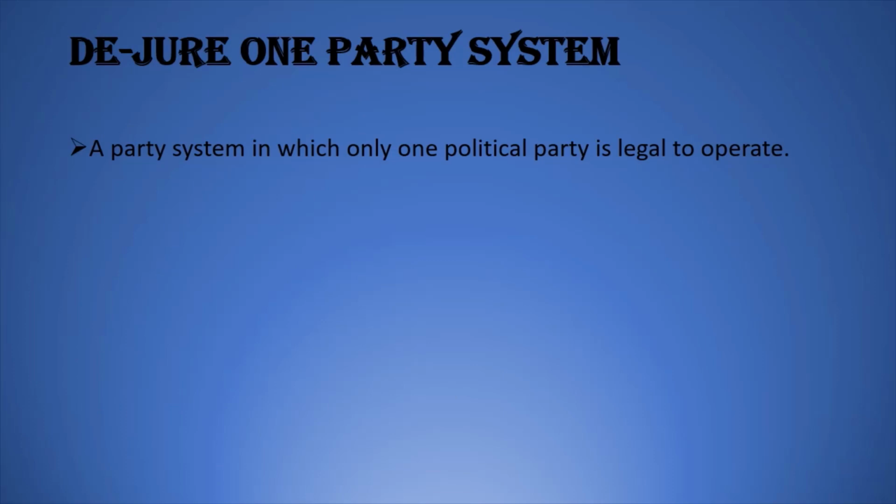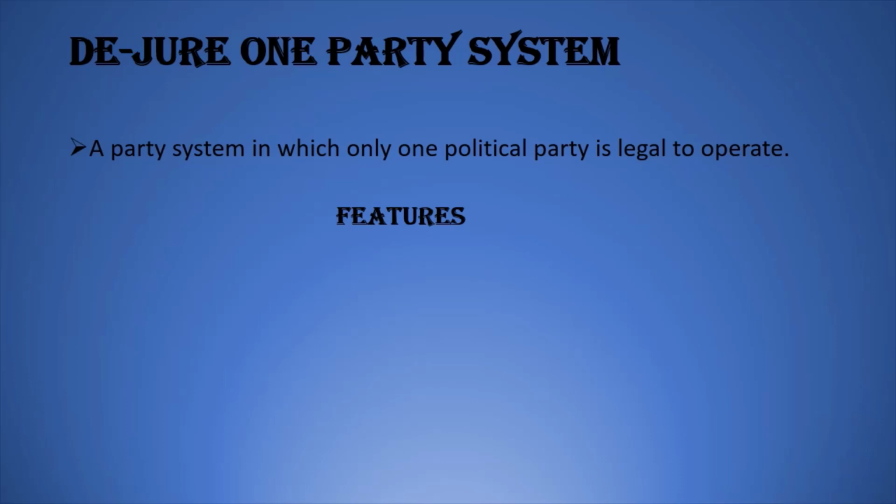The de-jure one-party system is a party system in which only one political party is legal to operate. As dictatorship requires the monopoly of power for its survival, it is imperative to abolish all other political parties. Though elections are conducted, it is just to manifest the latent popular support, because voters' choice is limited to only one candidate.